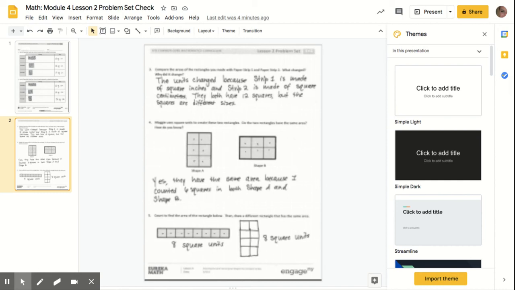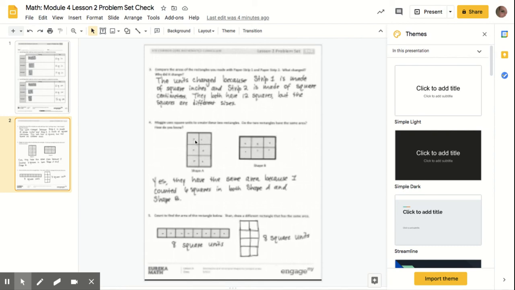And centimeters are a bit smaller, so the rectangles on the bottom would be smaller than the square inches because inches are bigger than centimeters. If we go to number 4, Maggie uses square units to create these 2 triangles. Do the 2 rectangles have the same area? How do you know? So let's count. She used square units. She used the same square units to make both.